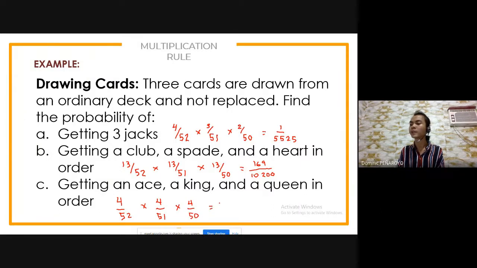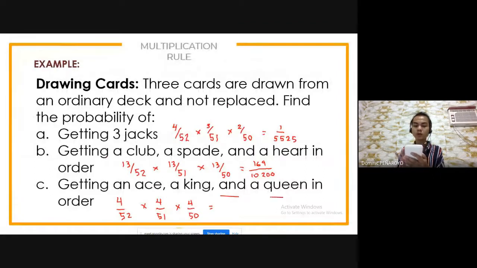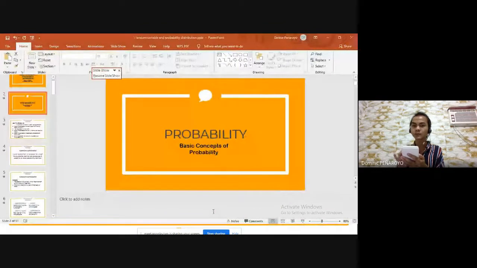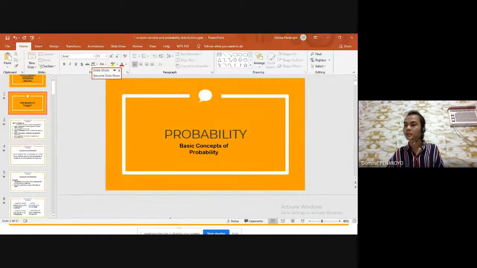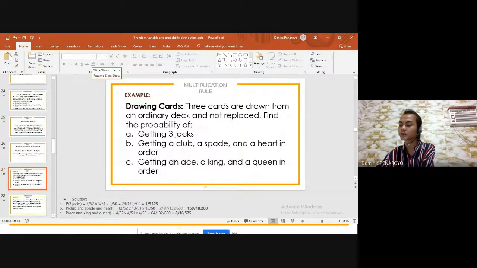So, we will have here 4 over 52. Oops. Alright, just give me 1 second. Nawala siya. 4 over... Saan na tayo? Ayun, eto. Oops.